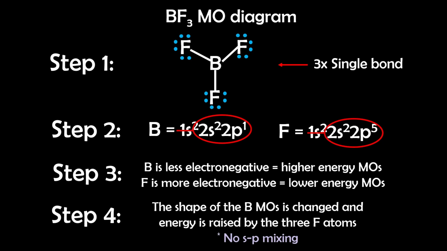Step 4. Do we have sp mixing? Because the fluorine atoms are so electronegative, this suppresses sp mixing, as you can imagine fluorine pulling boron's p orbitals away from its s, so there's not really sp mixing.